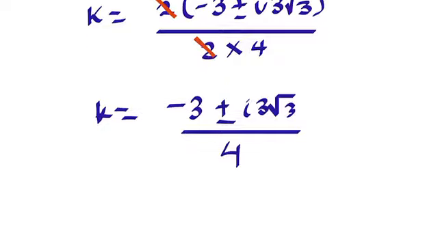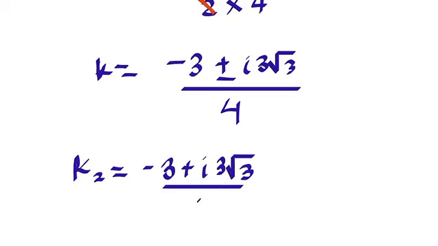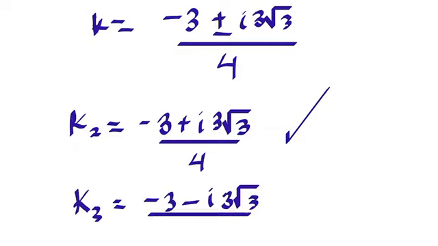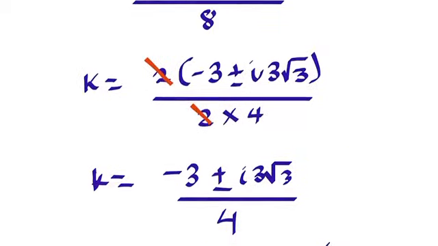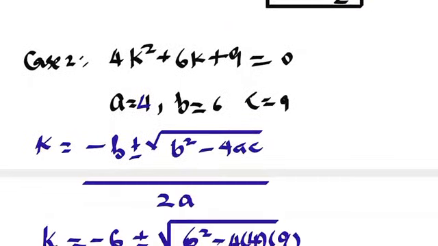So therefore, we have the solutions. We have k2 to be minus 3 plus i 3 root 3 all over 4. So that is case 2. For k3, that is the third solution, we have minus 3 minus i 3 root 3, all divided by 4. And we have the first solution here to be k equals 3 over 2.